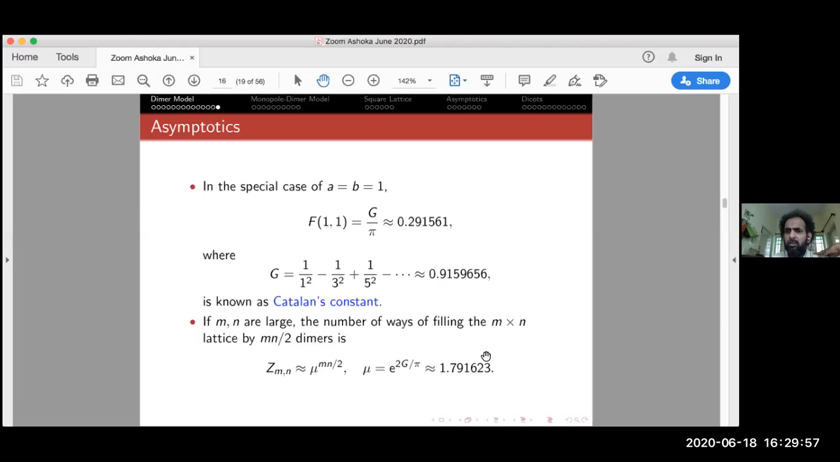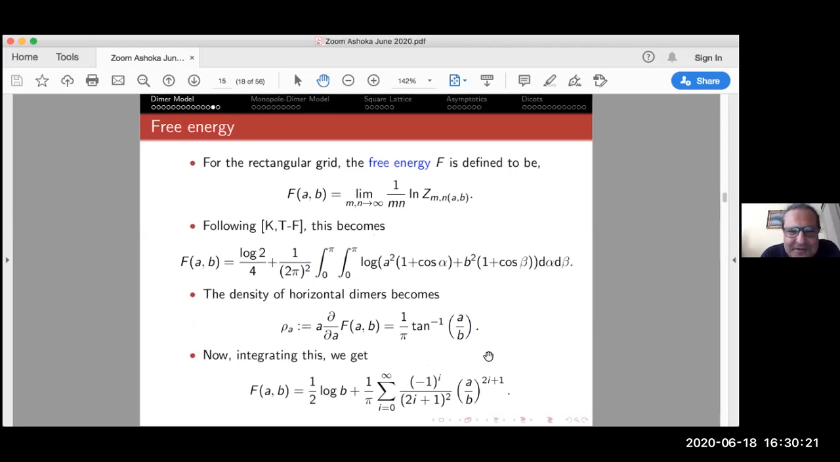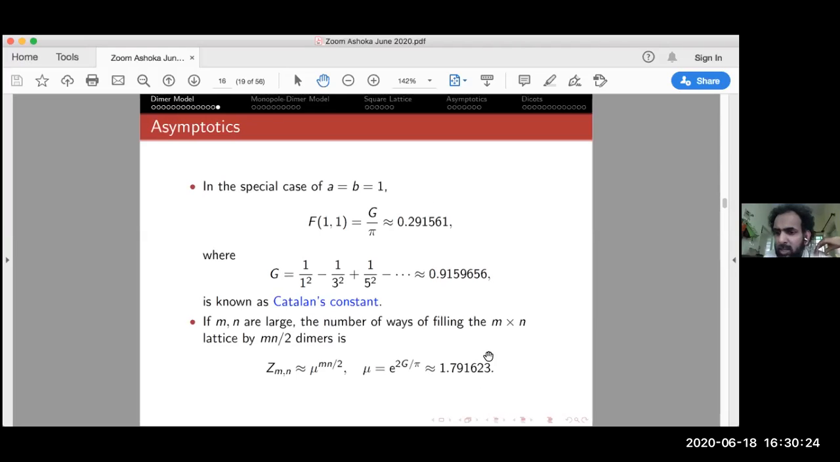Are there any questions before I move on? Yes. Is there an intuitive interpretation, let's say a probabilistic interpretation, of this G over pi?